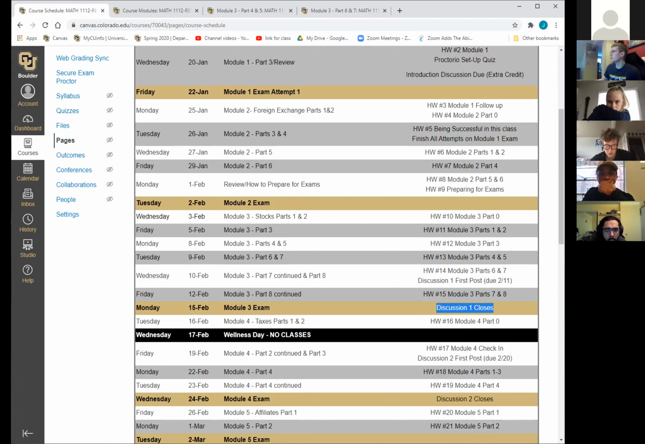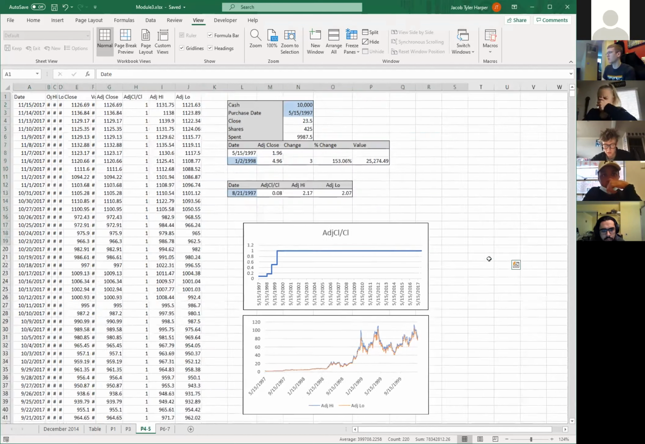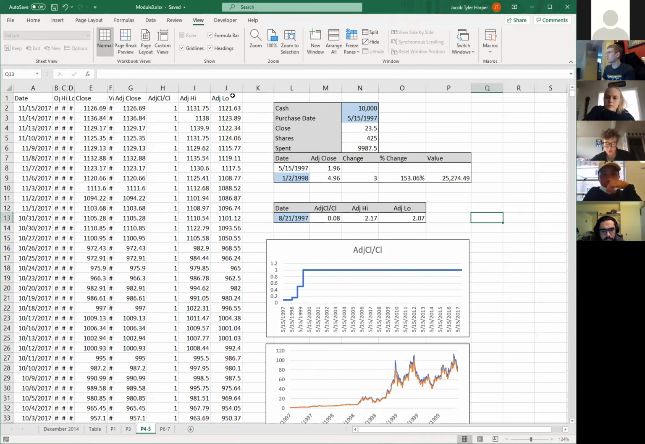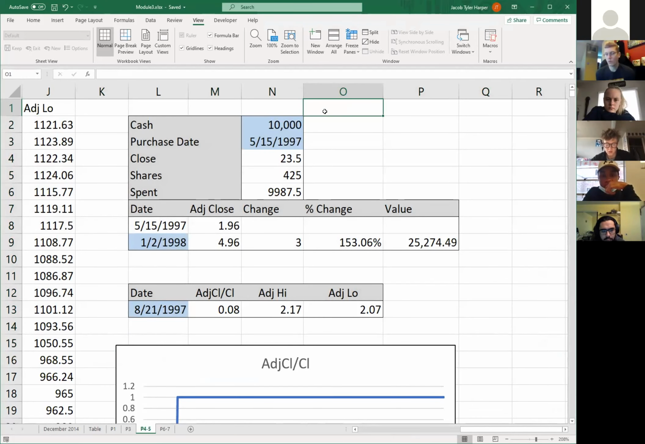So let's take a look at what we were working on the last time with parts 4 and 5. So in parts 4 and 5, we were essentially repeating what we did in part 1, where we had some cash, we bought as many shares as we could on one date, and then we figured out what the value of those shares were worth at some point in the future. So let's remind ourselves what those initial steps were from part 1, because they haven't changed at all.